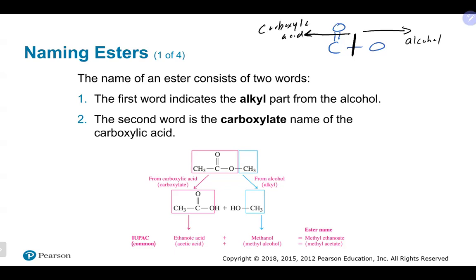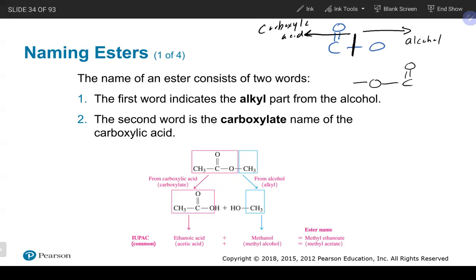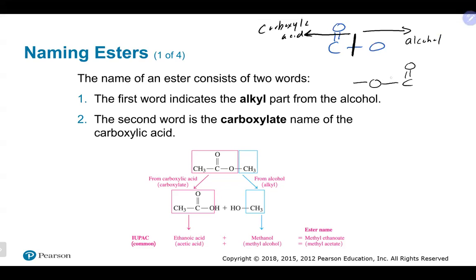Now, even if it's drawn backwards, like we just did on the previous one where we have the O into the double bond, it works the same way. Going to break it here. Going towards the single bond in this case, which would be to the left, away from the double bond, would be the alcohol part. Going the opposite way to the double bond would be the carboxylic acid part. So it doesn't matter which way the group is pointing. Towards the single bonded side, always the alcohol part. Towards the double bonded oxygen side, always the carboxylic acid part.